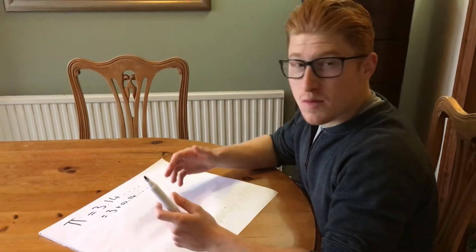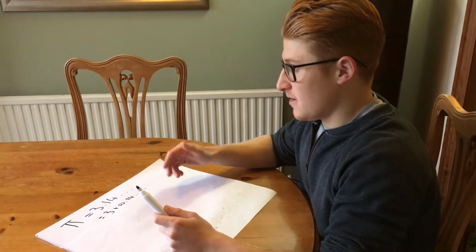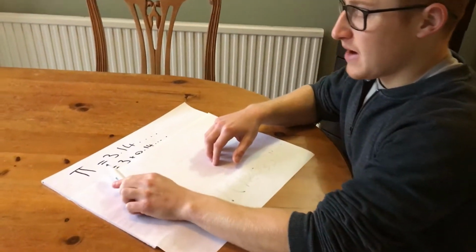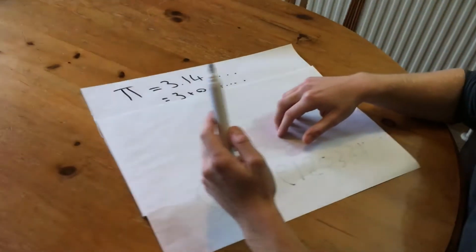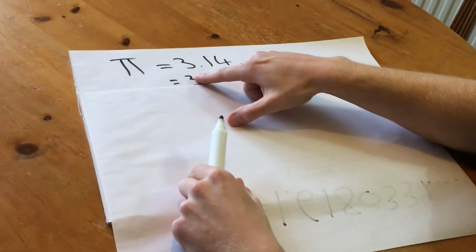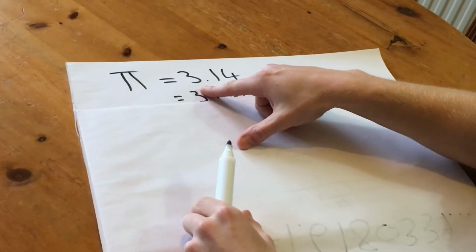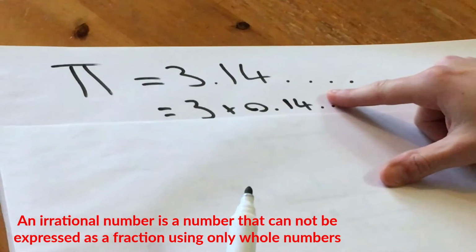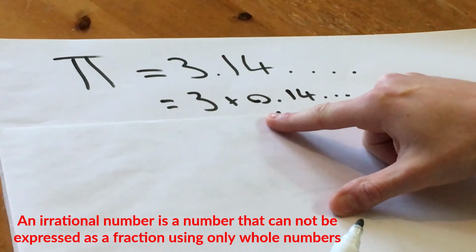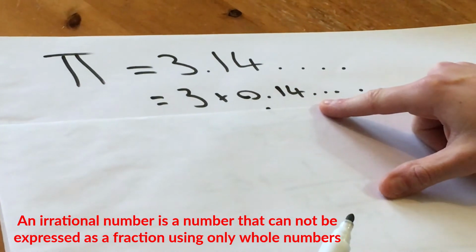Okay, so now we want to look at why this happens. Well, to look at why this happens, I'm going to first look at the number pi. So you'll know this from looking at the area and circumference of circles. Pi is this irrational number, which is 3.14, and so on and so on. So I can split that up, so it'll be 3 plus this decimal.